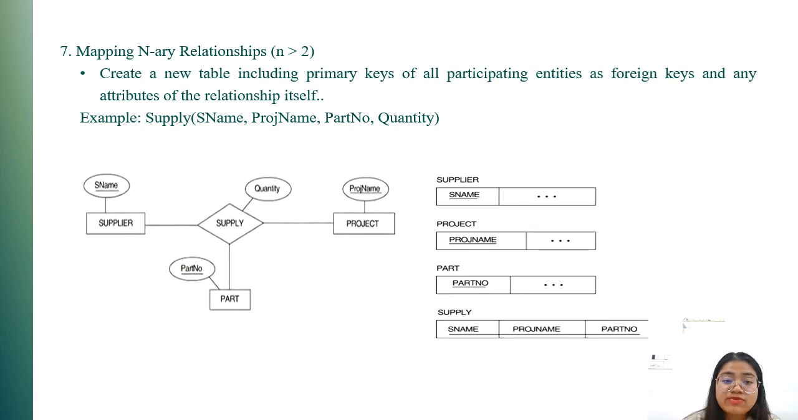So for example, we have supplier, project, and part. These are the entities and they are in a relationship called supply. So we are going to have a table for supplier, project, and part, and for the relationship called supply, we are also going to have a table. In this table, we are going to add all the primary keys of the entities, that is supplier name, project name, and part number. And then supply also has one attribute, that is quantity. This quantity we are also going to add as an attribute of the supply table. So that is the mapping of n-ary relationship.